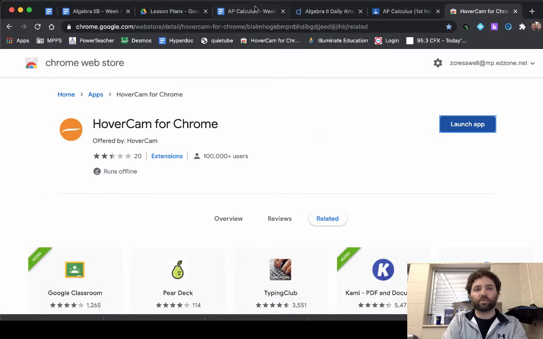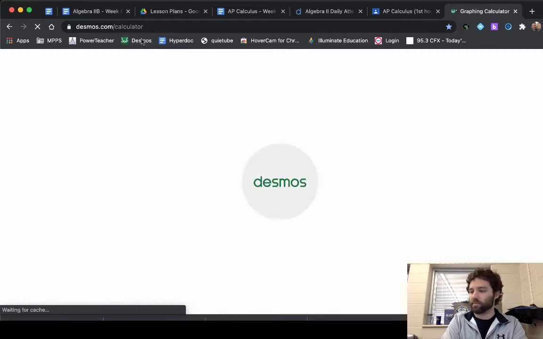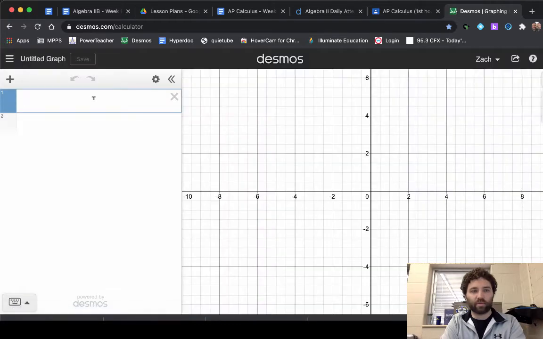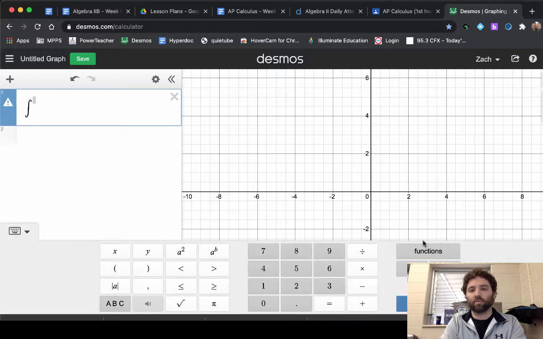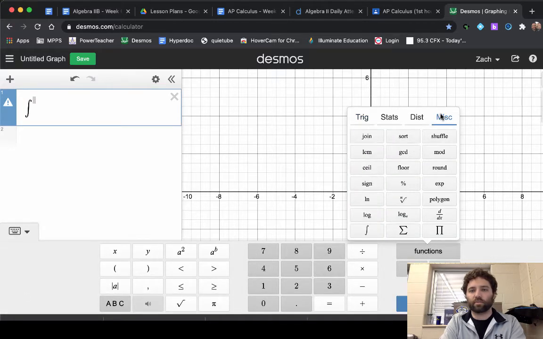For Desmos, I should have already had this graph up, but anyway, you are going to use the integral command. It's sort of nice. It brings up an integral symbol. If you just type int, it will bring it up, or I believe if you go over to functions, miscellaneous, you can see the integral symbol there in the lower left of that box. We can put in 0 to pi, and then sine of x dx, and there you go.